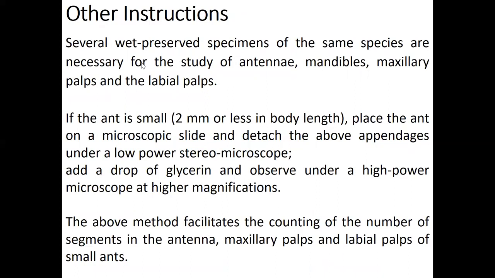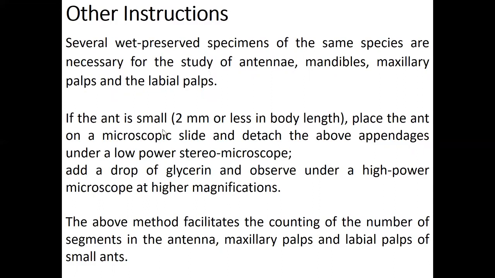Now assume you have followed the procedure and you have dry mounted ants with you. Now what to do? In addition to the dry mounted ants, you may need several wet preserved specimens of the same species. Therefore, if the ants are small, because I always mention small, that means under the low power microscope, you might not be able to count the number of segments in the antennae or mandible palps or maxillary palps. Therefore, you need to keep wet preserved specimens as well.